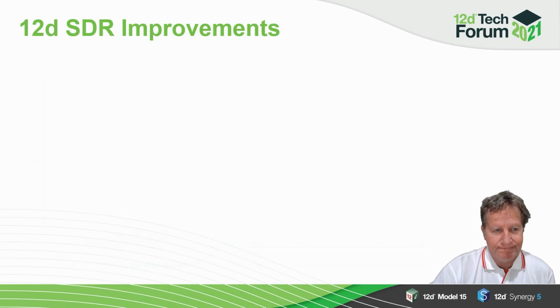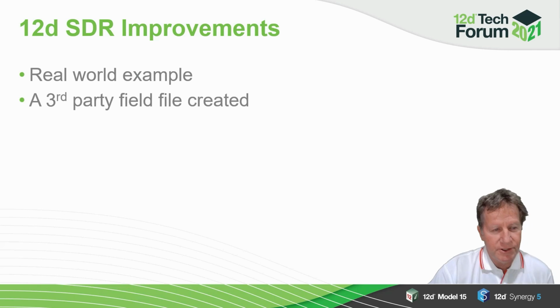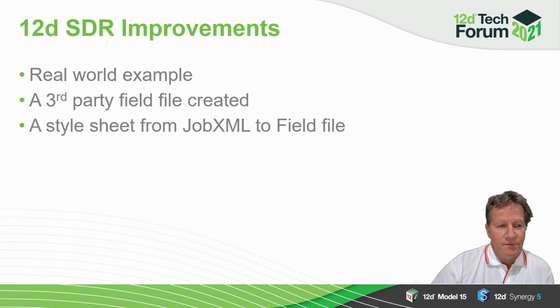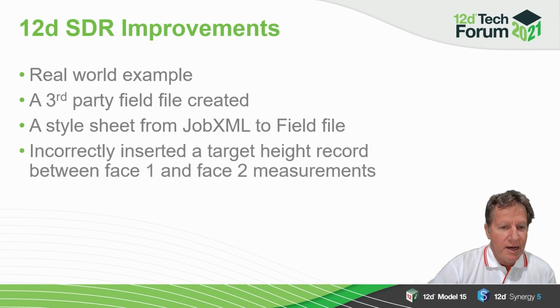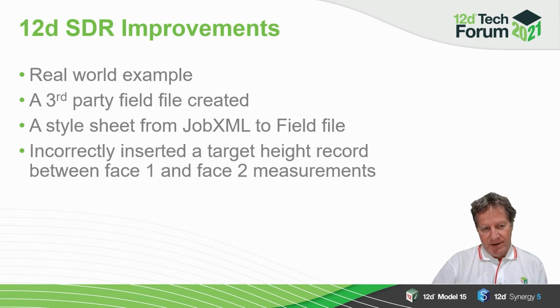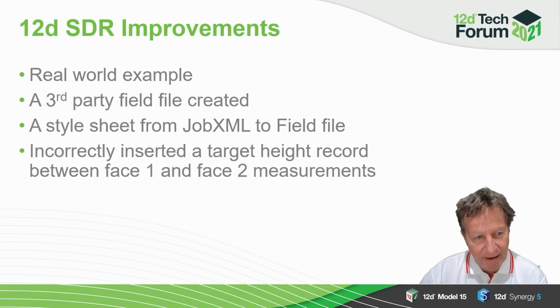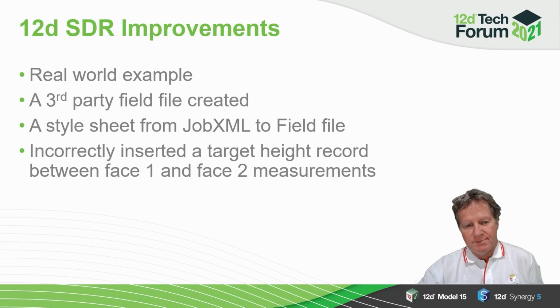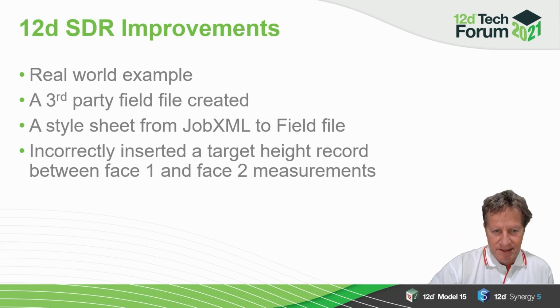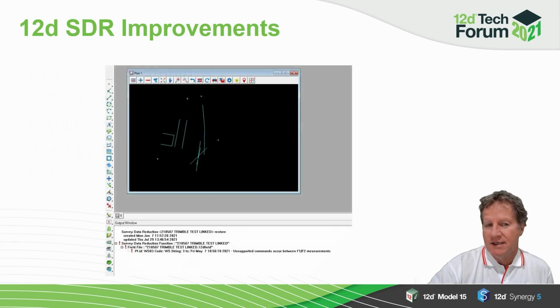Now I'm just showing the picture. Another real-world example: this was a third-party field file that was created from a style sheet from job.xml. The error in question was in a resection between our phase 1 and phase 2 measurements. They inserted a target height record, which I don't think I've ever seen, a phase 1, phase 2 measurement having different target heights. It just doesn't make any sense. Again, just showing you the picture.